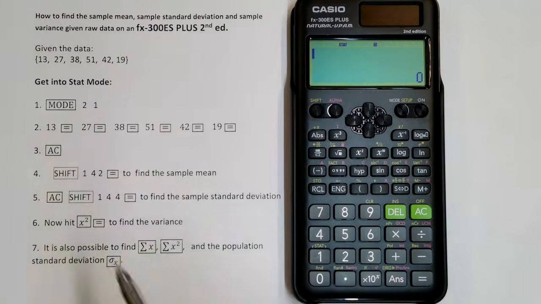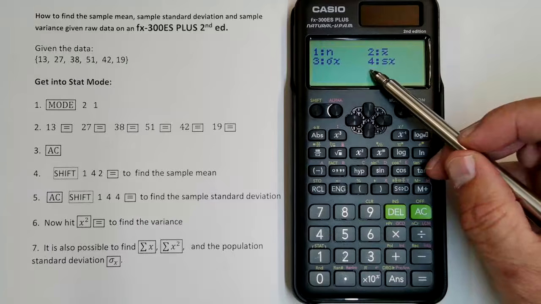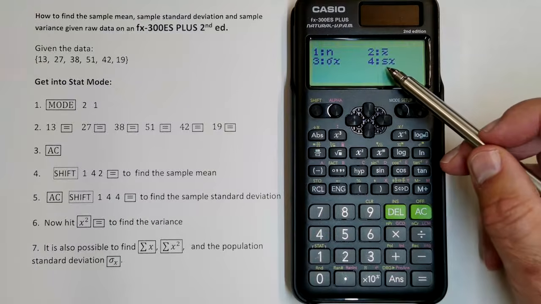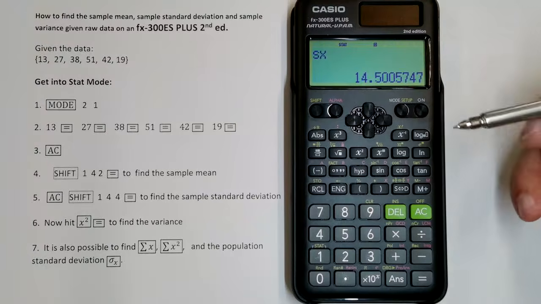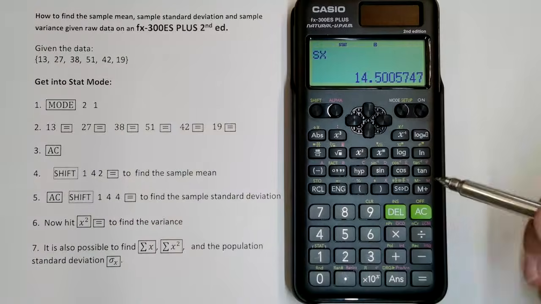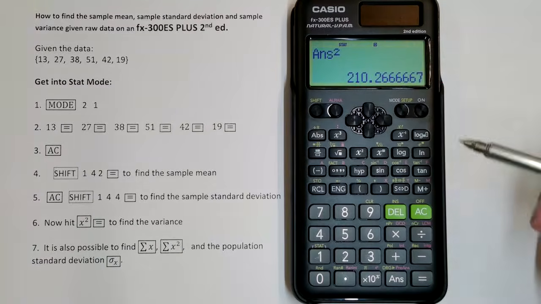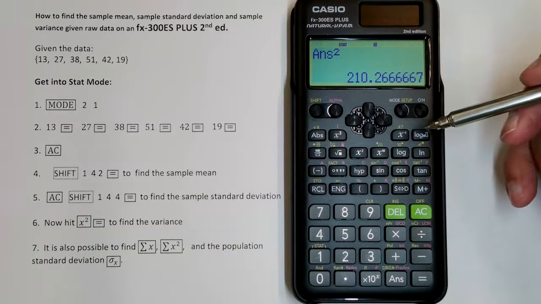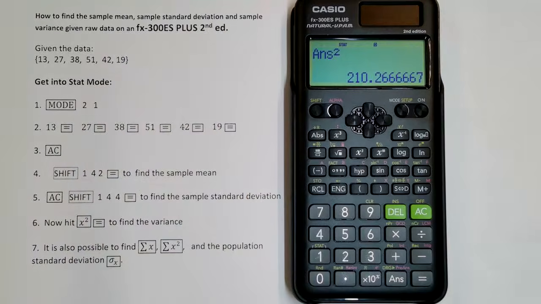Now I want to find the sample standard deviation. Shift, number 1, then number 4, and now 4 is sx. English is sample, so sample standard deviation is number 4, and then equals, 14.500. That's the sample standard deviation. To get the variance, I simply square that number. I hit the x squared button, and equals 210.267. That is going to be my variance.